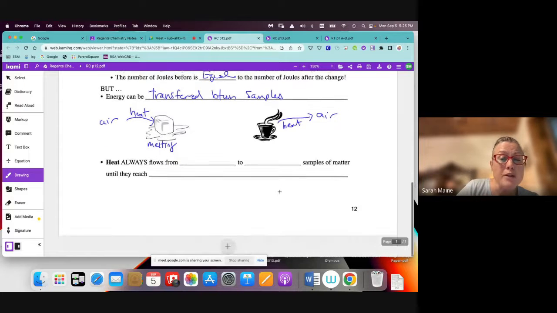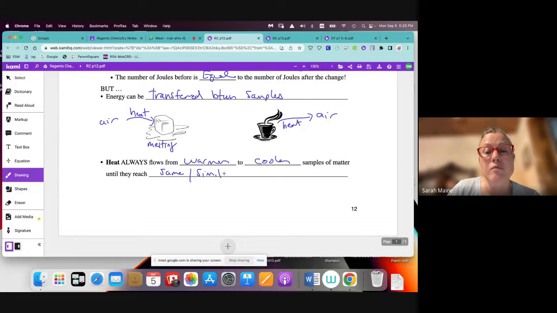Now, one major thing that you probably already know is that heat always flows from the warmer sample to the cooler sample. And this transfer of heat will always flow from the warmer to the cooler sample until they reach the same or similar temperatures. That's always the natural direction of heat flow.